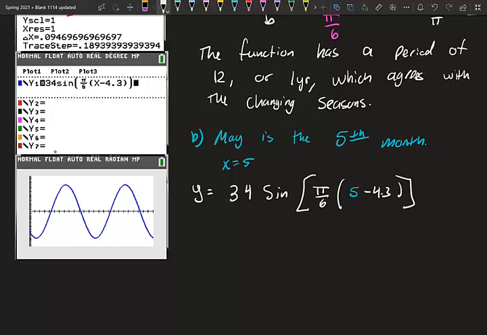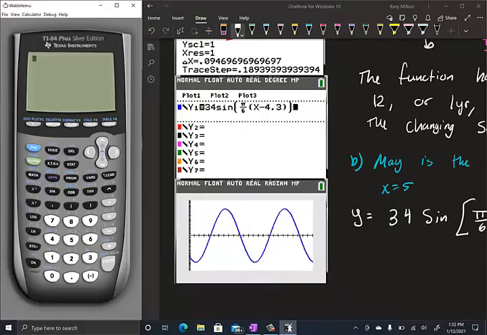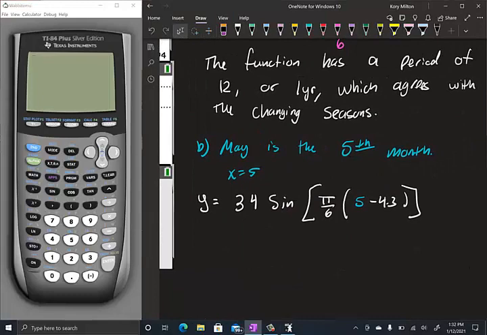Now let's plug that into our calculator, exactly how it looks on the page. We have 34 sine pi over 6, parentheses 5 minus 4.3, 5 minus 4.3, and we get about 12.18, so in degrees we get 12.